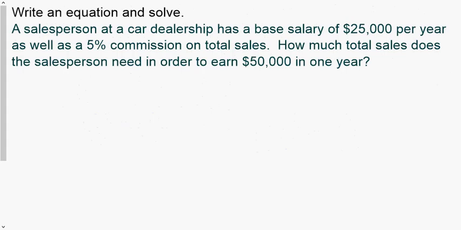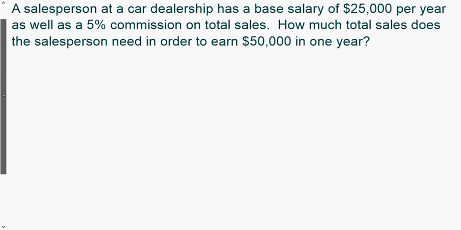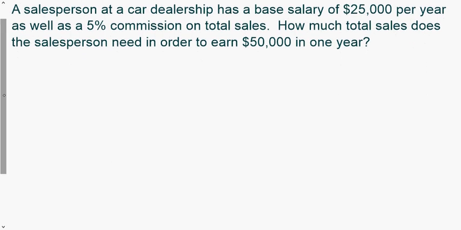Another word problem. I know we all just love word problems, but percentages always tend to be an issue for some people. So we are going to talk about a word problem involving percentages here. So again, our directions, write an equation and solve. So it says a salesperson at a car dealership has a base salary of $25,000 per year, as well as a 5% commission on all sales. How much total sales does the salesperson need in order to earn $50,000 in 1 year?